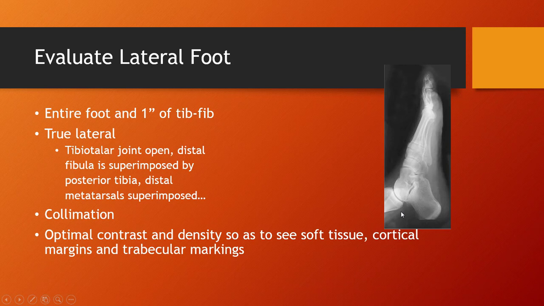So on your lateral foot, you should still be able to see a portion of that tib fib, your tarsals, your calcaneus, these tarsals, so your navicular, your cuneiforms, and those cuboids superimposed. Your tarsals should be superimposed, as well as your phalanges. You're going to collimate down, but make sure that you don't clip the heel or the toes.